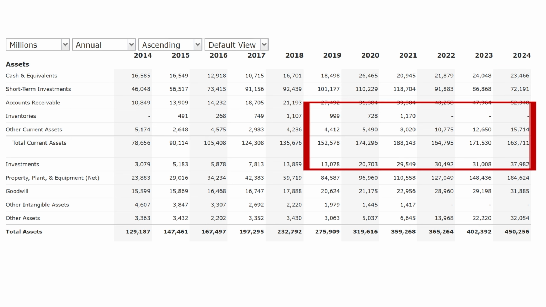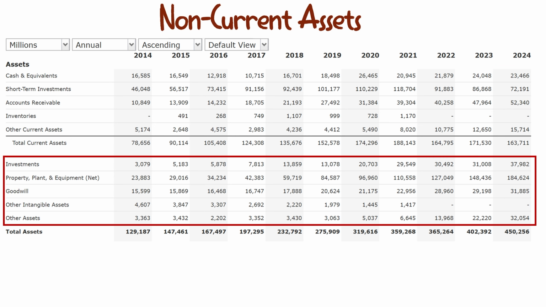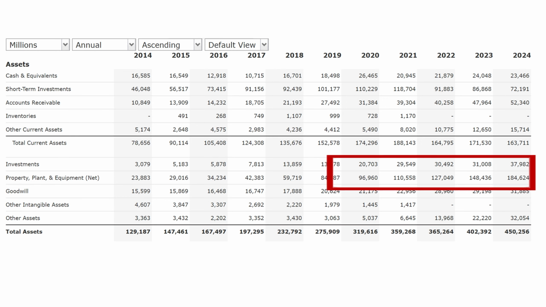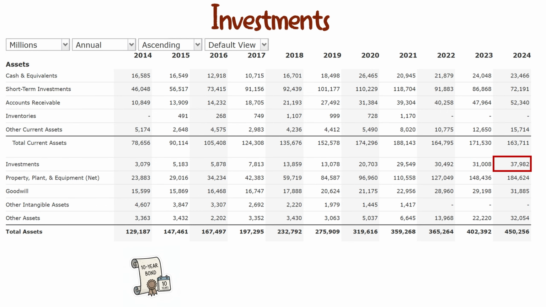Now we move into the non-current assets section. These are assets that the company plans to hold for more than 1 year. The first major line here is investments, and Alphabet has $37.9 billion in this category. These are long-term investments and they are different from the short-term ones we just covered. These are typically securities, bonds, or stakes in other companies that the business intends to hold for multiple years.